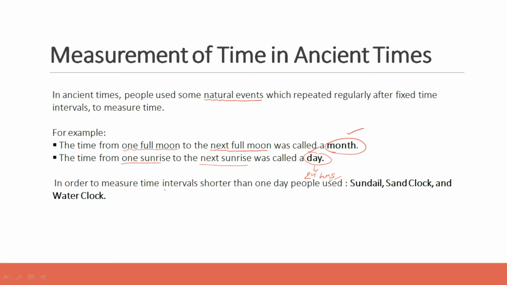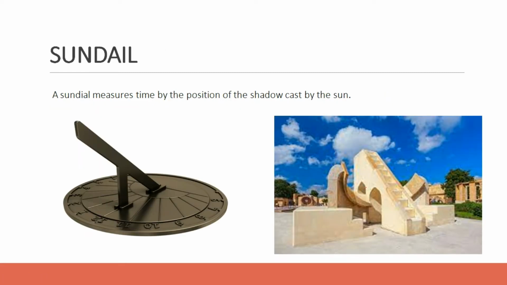Similarly, for some shorter time intervals, they use some simple devices. One such device is sundial, another one is a sand clock, and another one is water clock. One by one, I will tell you all about sundial, sand clock, and water clock also. So let us see how a sundial looks like. Here, this is the image of a sundial.